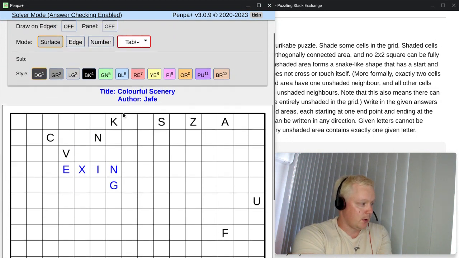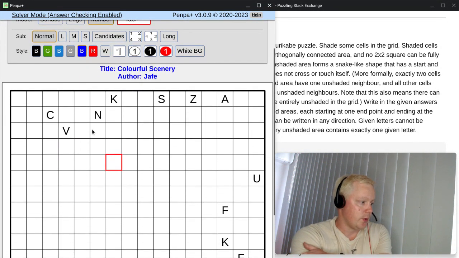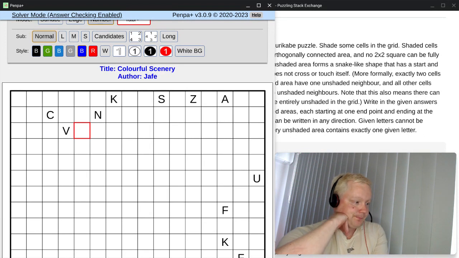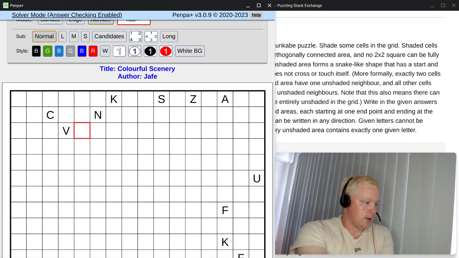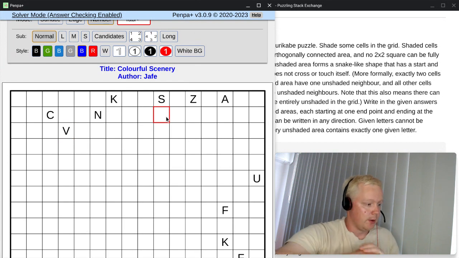So let's get rid of the example here as well. Each of these, we can't connect these, so if the word was cave, we couldn't put an A here and an E here because these can't be part of the same word. They have to be part of a different word. And obviously these can't be shaded because they are part of the unshaded area. Okay, so quite a lot of rules, maybe more than the regular Nurikabe, which we had earlier. But let's try to figure this one out.